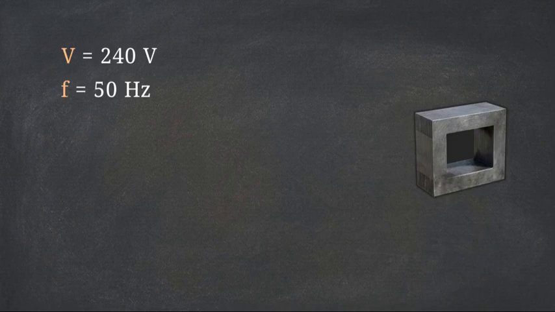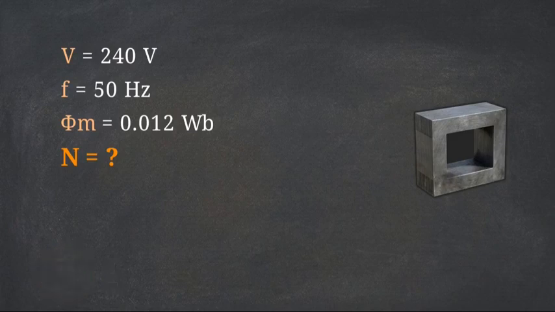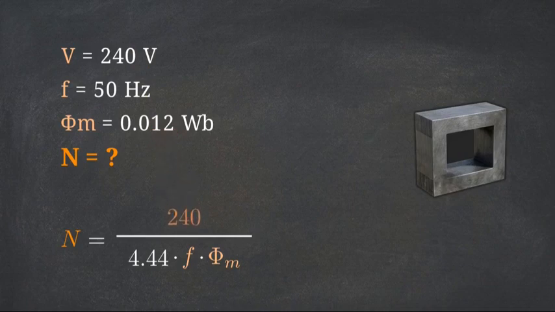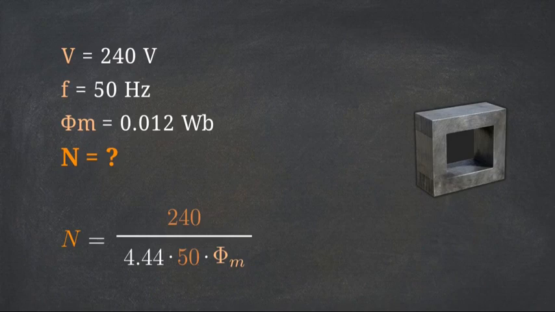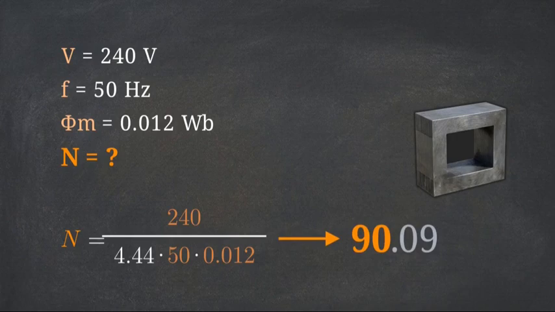Let's try a design problem. Calculate the turns for a coil that outputs 240 volts at 50 Hz, using a core with a maximum flux of 0.012 webers. Pause the video now. Plug these three values into the rearranged equation and solve for N. Place 240 in the numerator for voltage. In the denominator, multiply our 4.44 constant by the 50 Hz frequency and our flux of 0.012 webers.